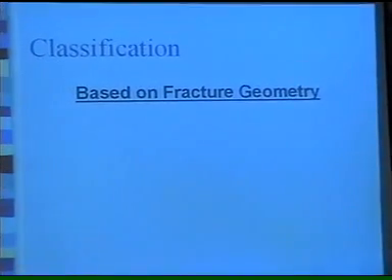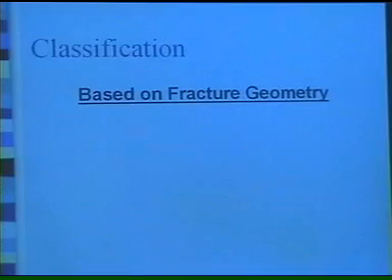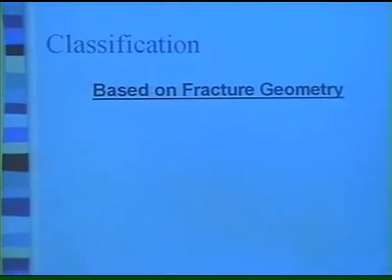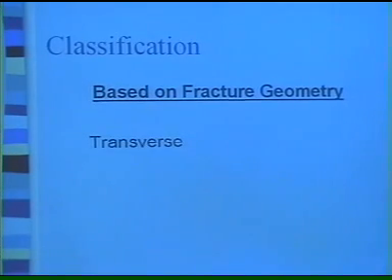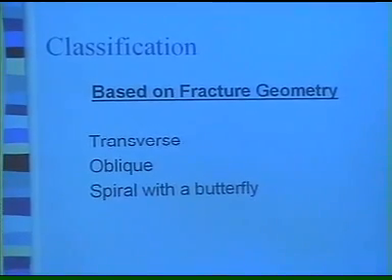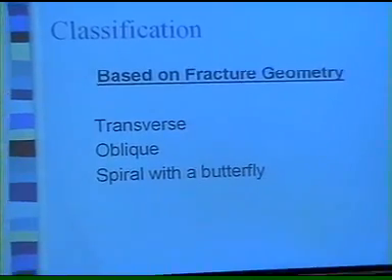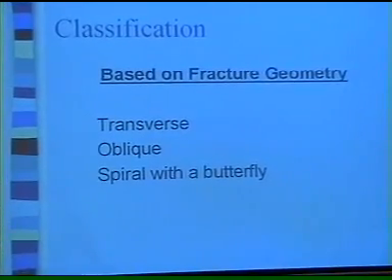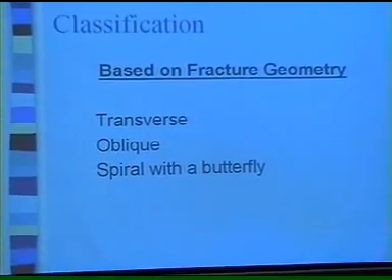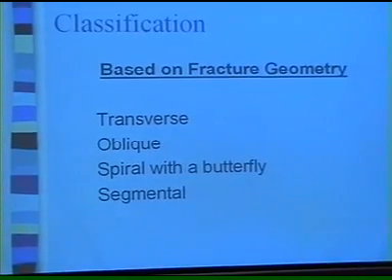Now, there are a few ways we can classify the fractures. One is based on the geometry of the fracture, which way you see the fracture line running through the bone. It could be a transverse fracture, an oblique fracture, a spiral fracture with a butterfly, depending on how the fracture line is running through the bone. Just imagine a fracture of the tibia and imagine a line going through the middle straight, obliquely, spiral with a loose fragment in the middle, or a segmental fracture.